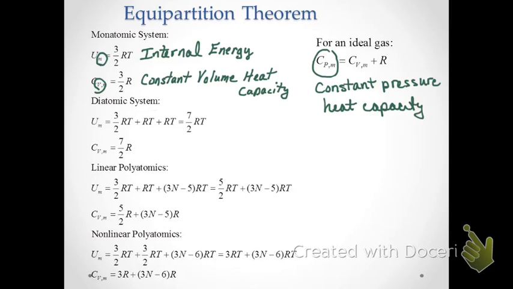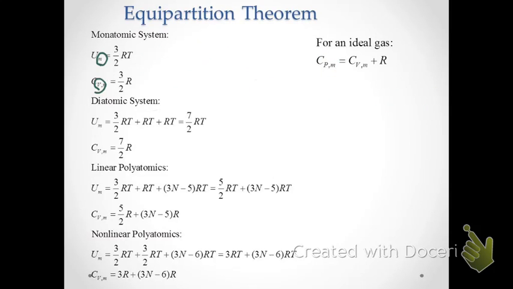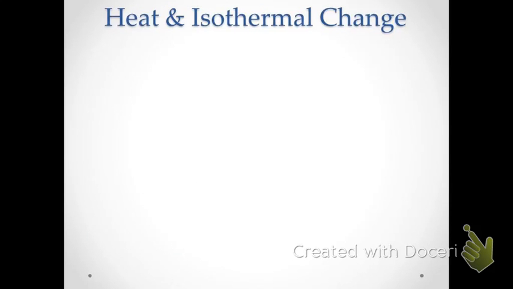That's to contrast with CPM here, which is the constant pressure heat capacity, which, as you might guess, is used when a process is carried out under conditions of constant pressure. We'll discuss the difference between these two in more detail in a later slide.